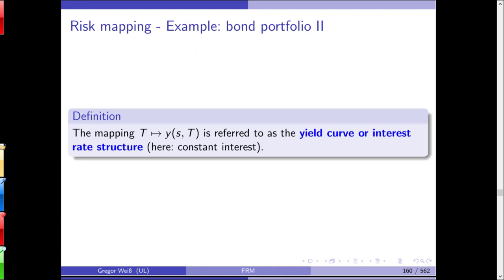So nothing really new. This mapping of different maturities to the yields in English is called the yield curve, or the interest rate structure, or the term structure of interest rates. In German, Fristigkeitsstruktur der Zinssätze, oder die Zinsstrukturkurve. And how does this look like? It's something that is very important, especially in economics.